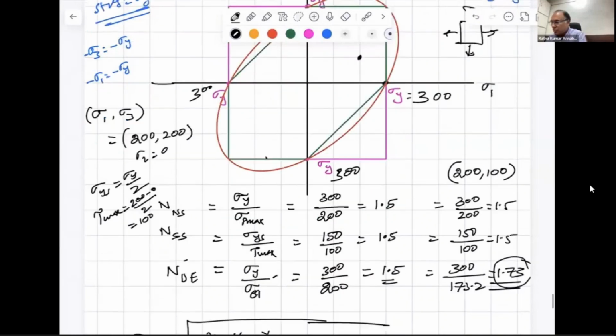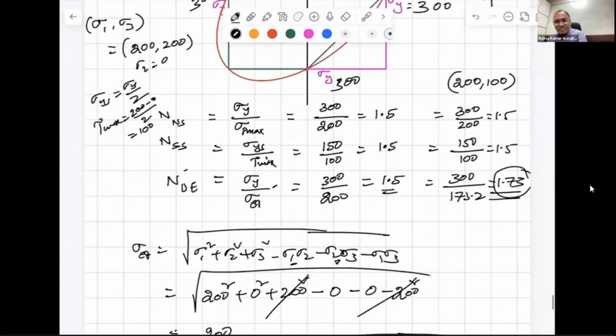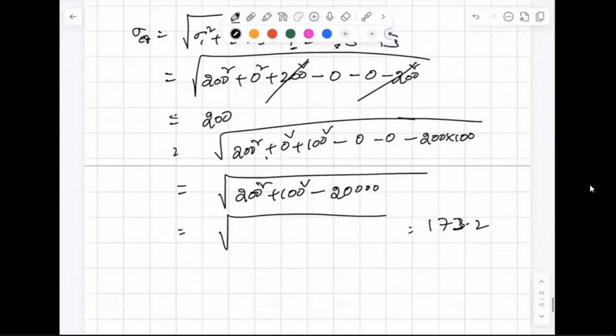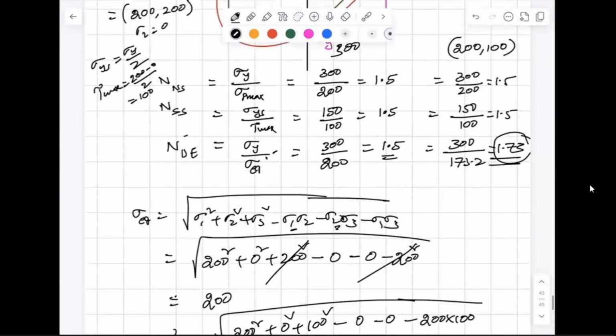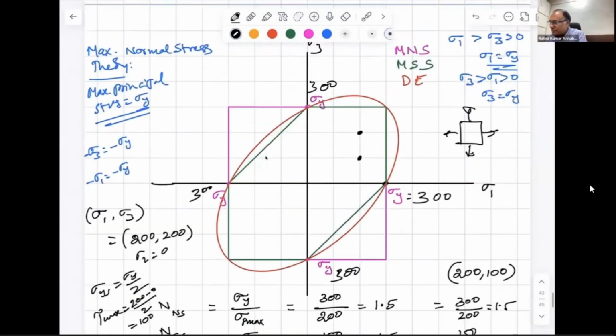Now it is 1.73. Oh, all these things did not come earlier. No. Oh, okay. But we followed it. You followed. Okay. So this is 200 comma 200. This is 200 comma 100.